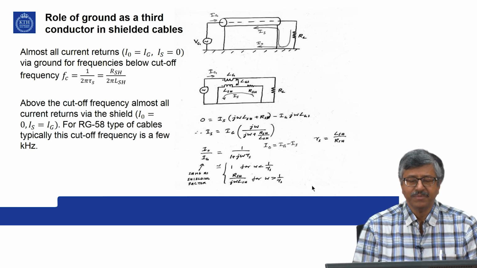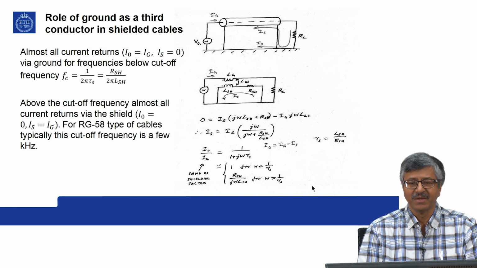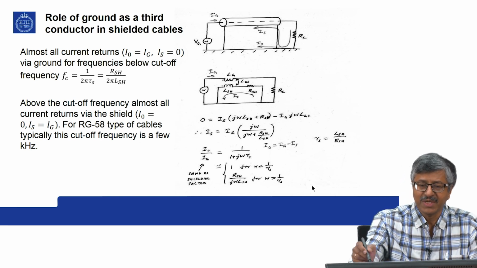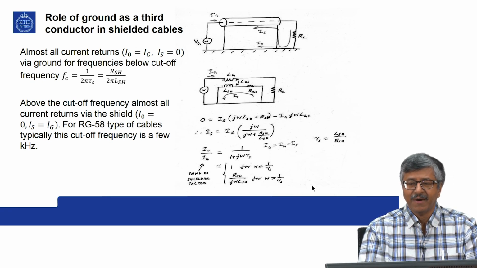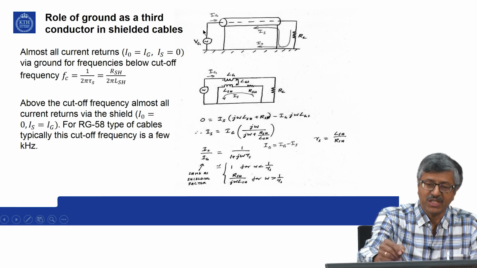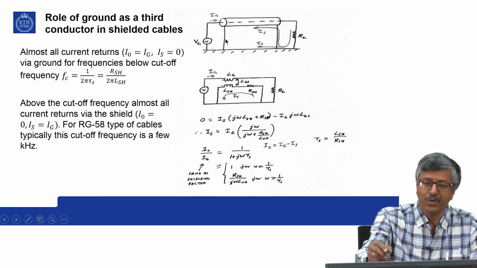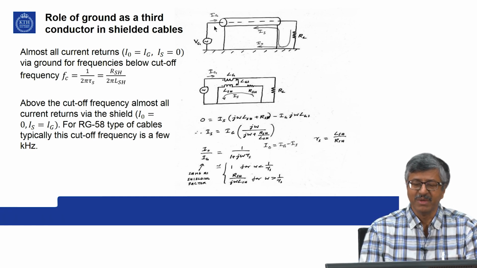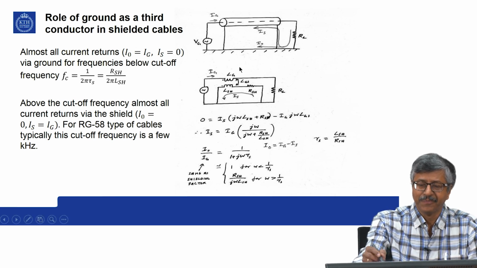Now, in shielded cables, ground often appears as a third conductor. If you have a shielded cable in close proximity to a reference, and if you have certain currents in it, you have seen in the theory for shielded cables that beyond a certain cutoff frequency, almost all the currents will be returning via the shield, not via the ground. Even though the shield is connected on both sides to the ground, most of the currents will be returning via the shield. You can see this from the principle of flux minimization, or purely mathematically, you can have a circuit diagram like that and find out that most of the currents are returning through it.